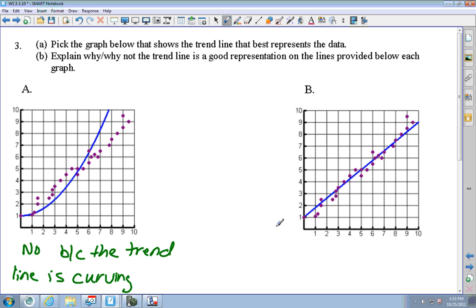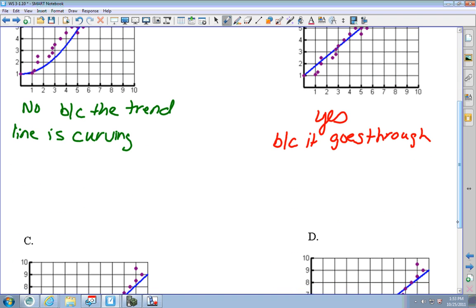What about this one right here? Here's a trend line going through the middle of all the points. Hey, yeah, this looks good. Yes, because it goes through the middle of all the points.